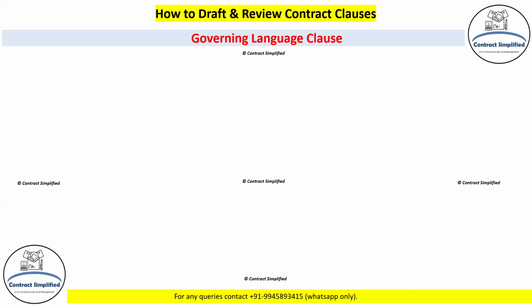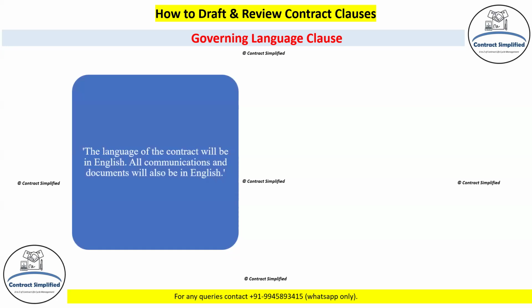Let's get started. Here's a version of the governing language clause which reads: The language of the contract will be in English. All communication and documents will also be in English. At first glance, it seems okay. But this clause leaves out a lot of critical details. Let's break it down and see where it can be improved.